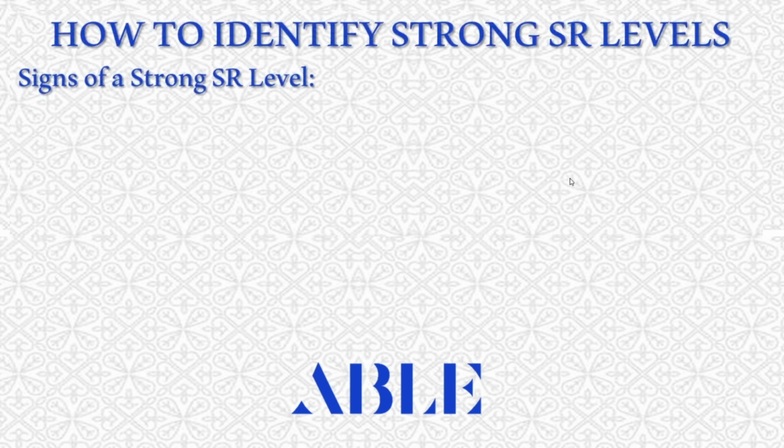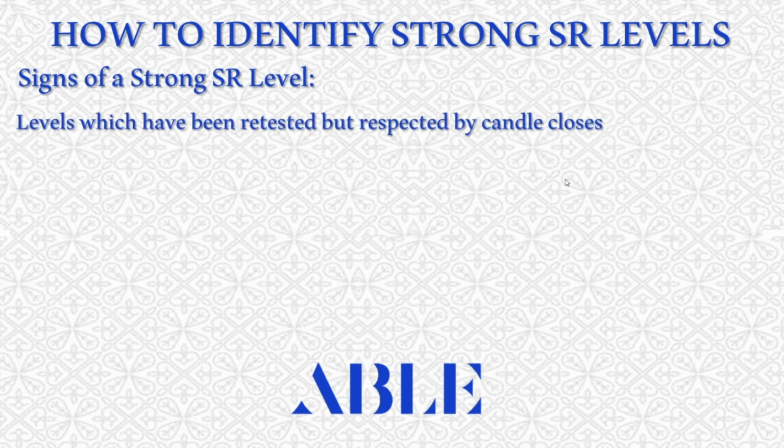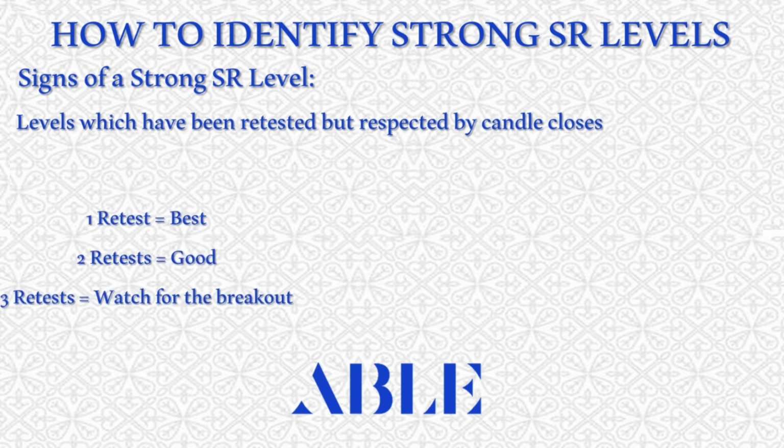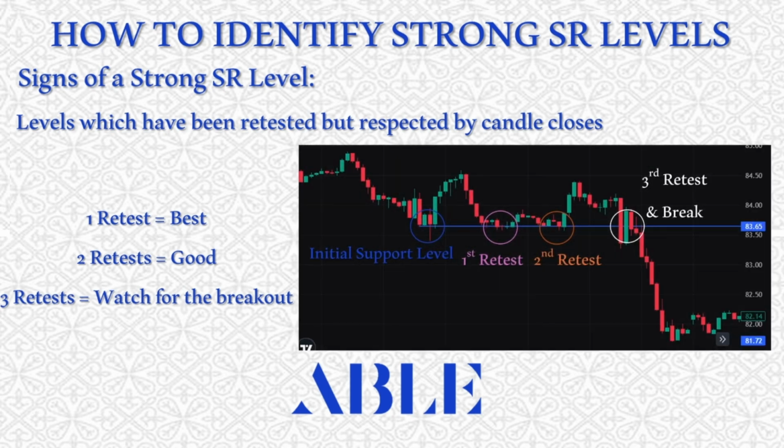So another sign of a strong SR, support and resistance level, are levels which have been retested but respected by the candle closes. This is essentially the little guide we use for that. One retest of said level is the best, and we're most confident on the first retest. On the second retest, we can see the level is respected and it's good. But on the third retest, we can see that maybe price isn't going our way and it could just break through.